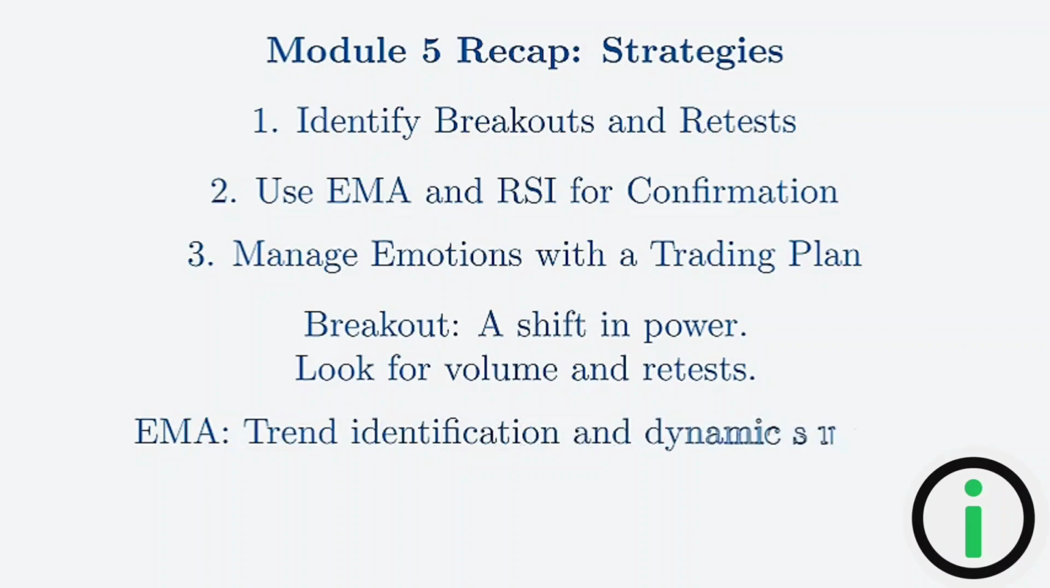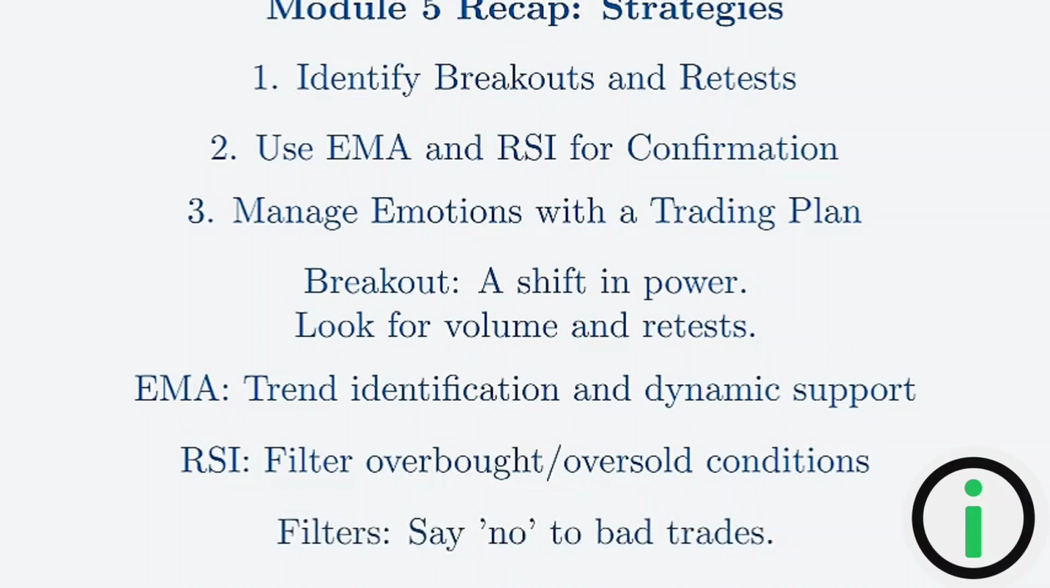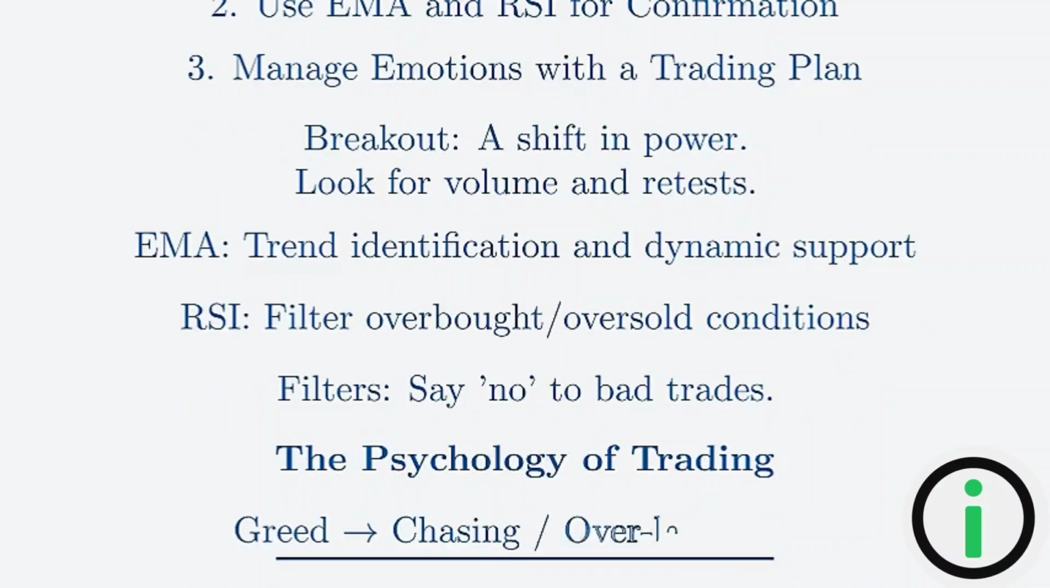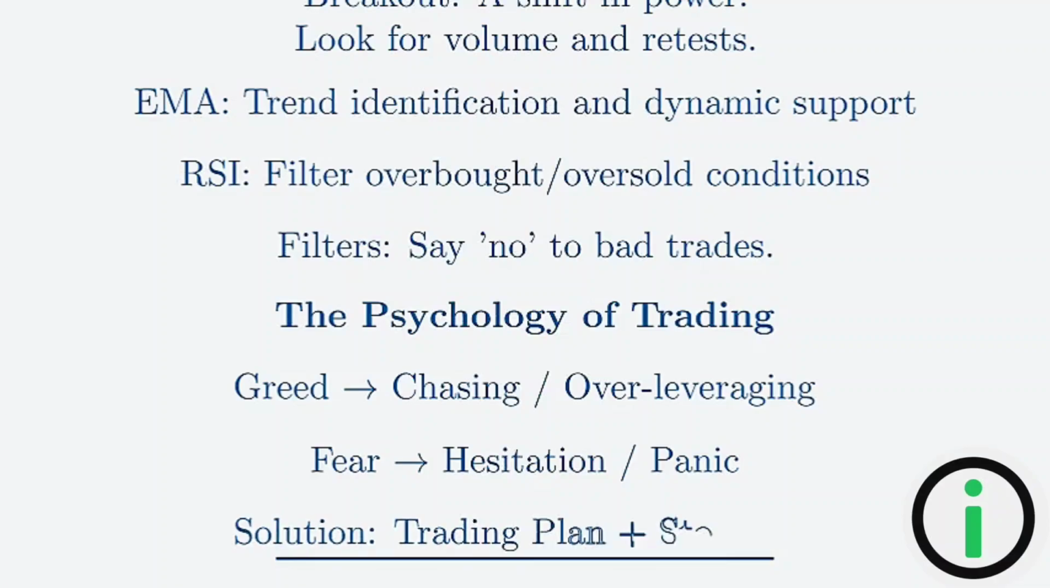Next, we integrated technical indicators. We used the Exponential Moving Average to identify the trend and provide dynamic support. We used the Relative Strength Index to ensure we aren't buying when the market is exhausted or overbought. These tools act as our filters, helping us say no to bad trades so we can say yes to the best ones. Finally, we addressed the human element. We recognized that greed leads to chasing and over-leveraging, while fear leads to hesitation and panic. By using a predefined trading plan and a stop loss, we take the emotion out of the equation.